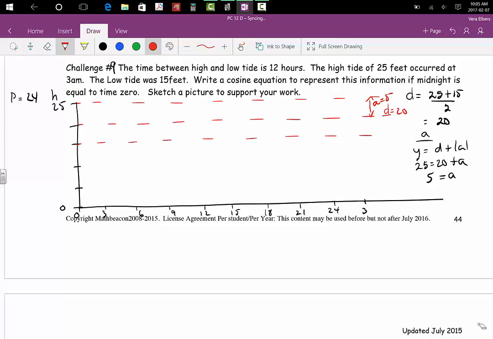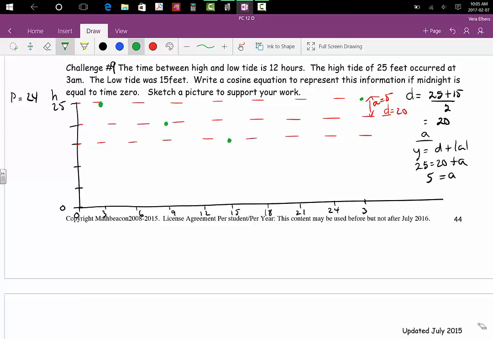Okay, so let's graph. We know that we have a high tide at 3 a.m., so we're going to put a point there. We know we have a low tide 12 hours later, so 3 plus 12 is 15. So at 1500 hours, we're going to put a low point. And then we know another 12 hours from there is our high tide, so that's at 3 o'clock in the morning again. Okay? And then other points would be between our high and our low tide, so halfway between 3 and 15 is 9.